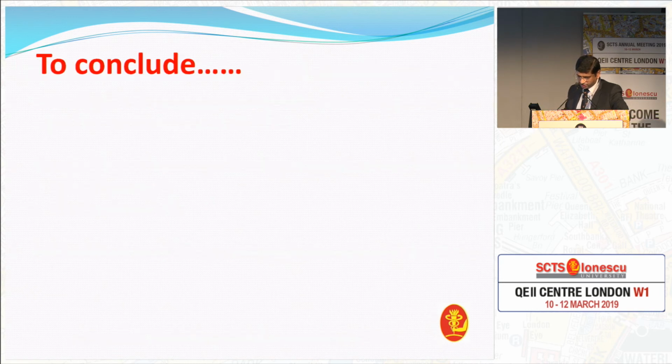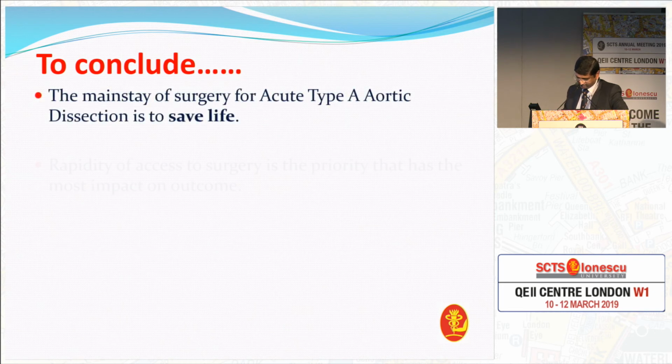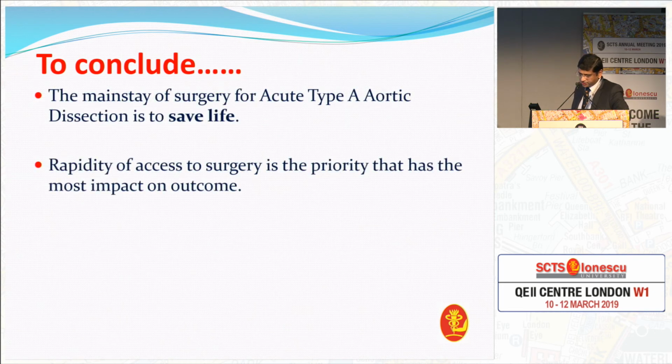So, to conclude, the mainstay of surgery for acute type A dissection is to save life. Now, extended aortic surgery would offer an incremental benefit, but it has to be balanced against the risks of disseminating the knowledge and also the reproducibility of the technique. Rapidity of access to surgery is the priority that has the most impact on outcome.